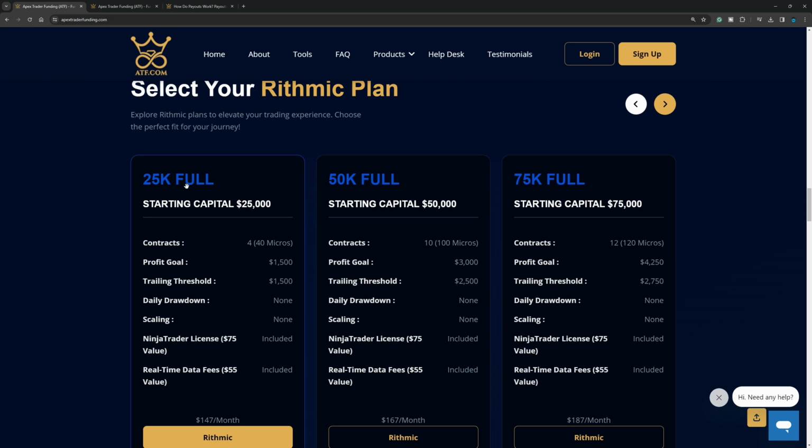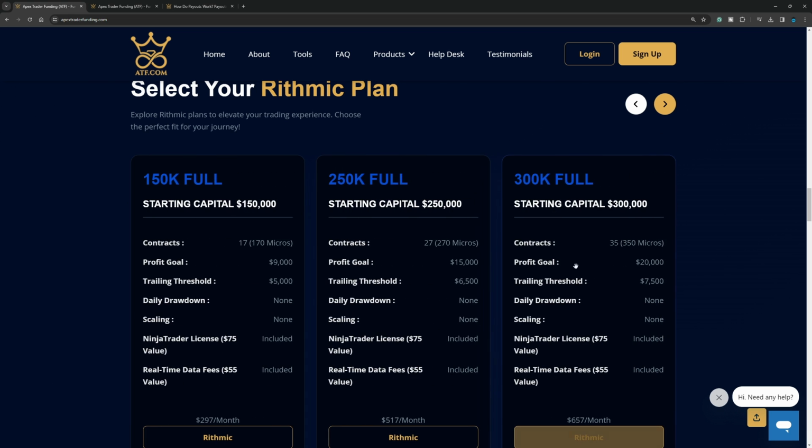So you need to determine what type of trader you are. You can trade 4 minis in this account or 40 micros. So, you want to think about this as the trader. Do you want to grow to be able to trade more contracts? If so, then I think the 50K account is a good size to trade.